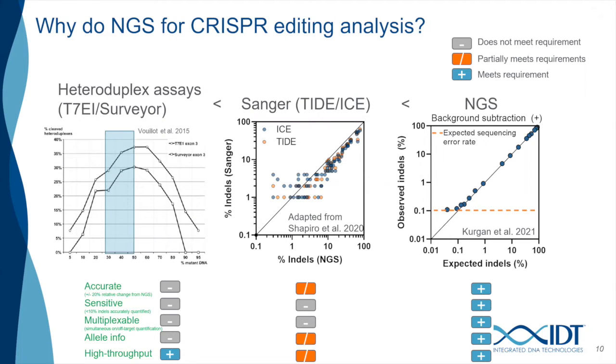The last panel on the right, from a manuscript we recently published at IDT, shows where we took spike-in controls where we knew exactly what the various levels of editing were, and then had our analysis tool predict them following NGS sequencing. What this shows is that we're able to get down to pretty low levels of detection of indels at these various control sites, down to levels of 0.1%, which is around the background noise of Illumina sequencers.